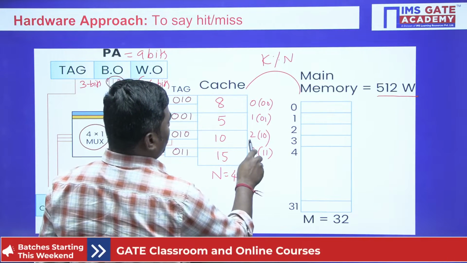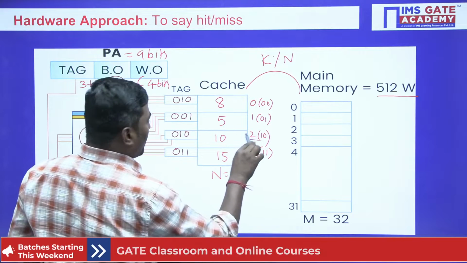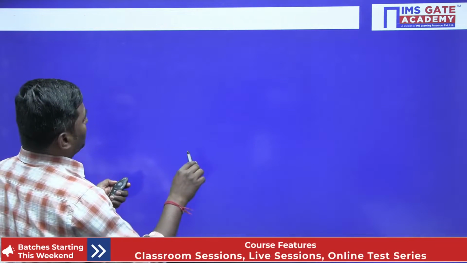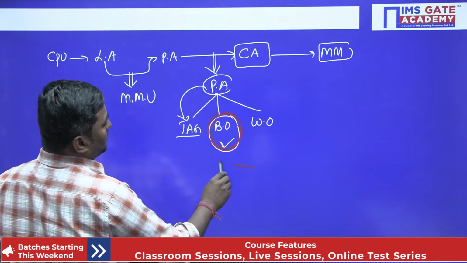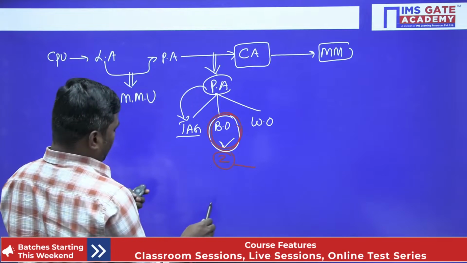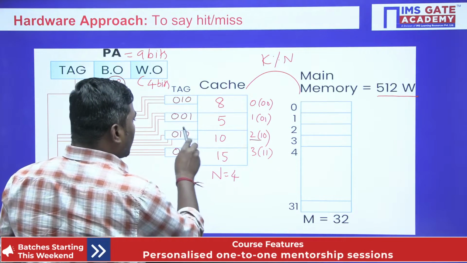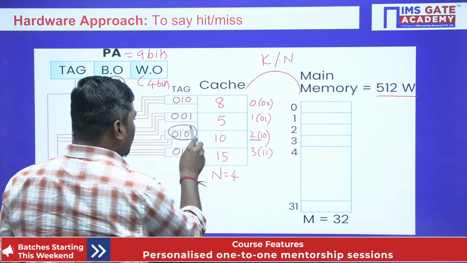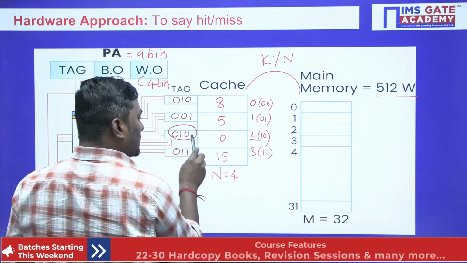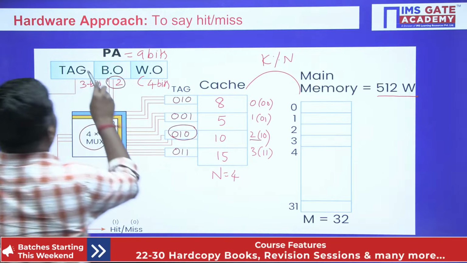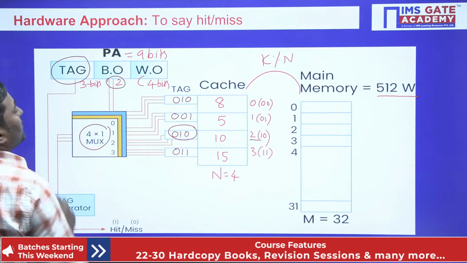Okay, suppose block number 2, I am interested. Whenever the block offset bits give block number 2, then what to do? The concerned tag bits you have to read, and compare with the physical address tag bits.